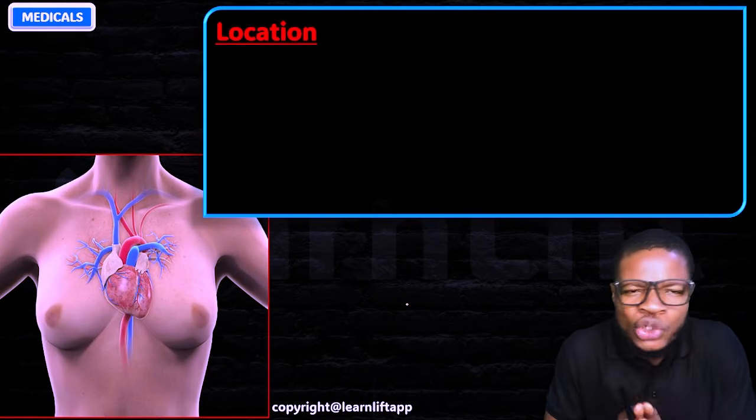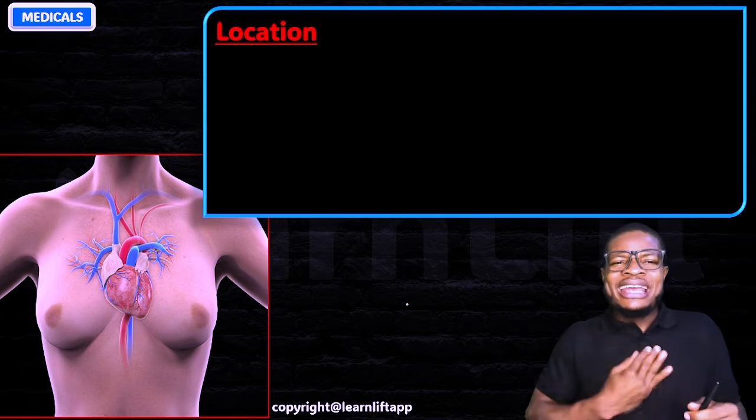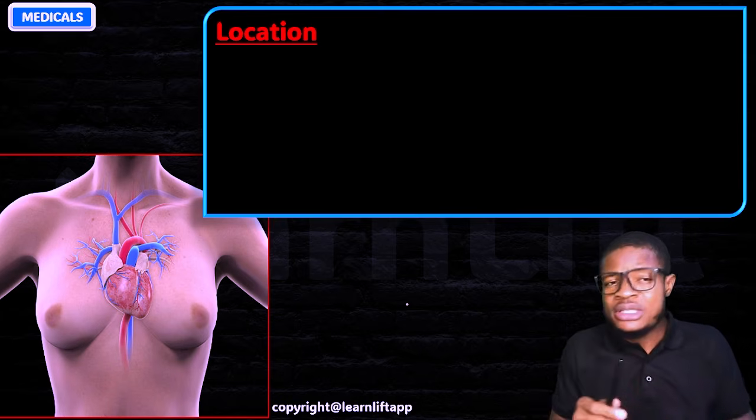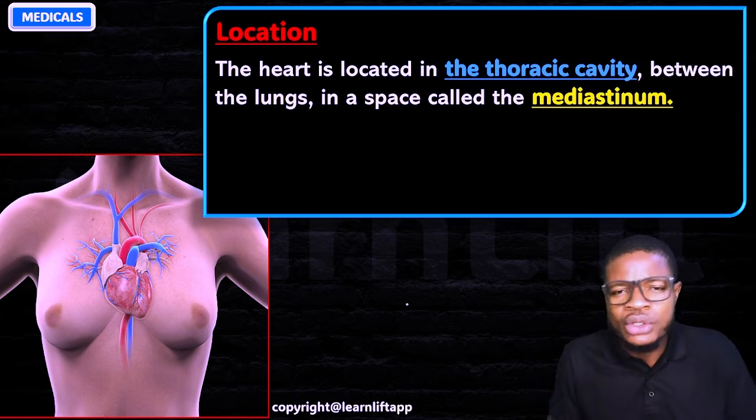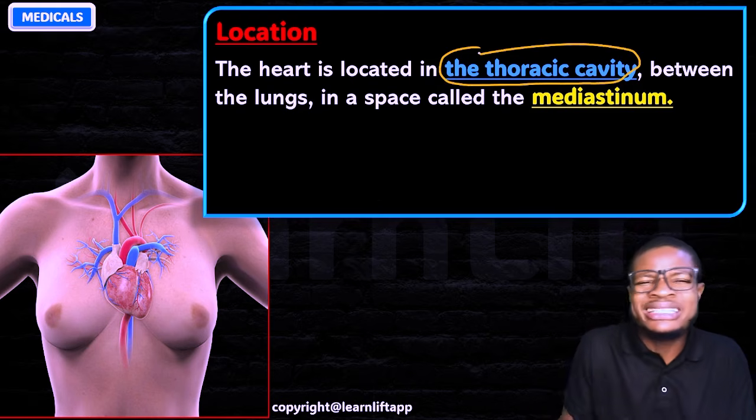What is the location of the heart? Where is it located specifically? My heart, see here, it is in my chest. It is in my chest. Look at this very quickly. What's the location? The heart is located in the thoracic what? Cavity. Where is the thoracic cavity?